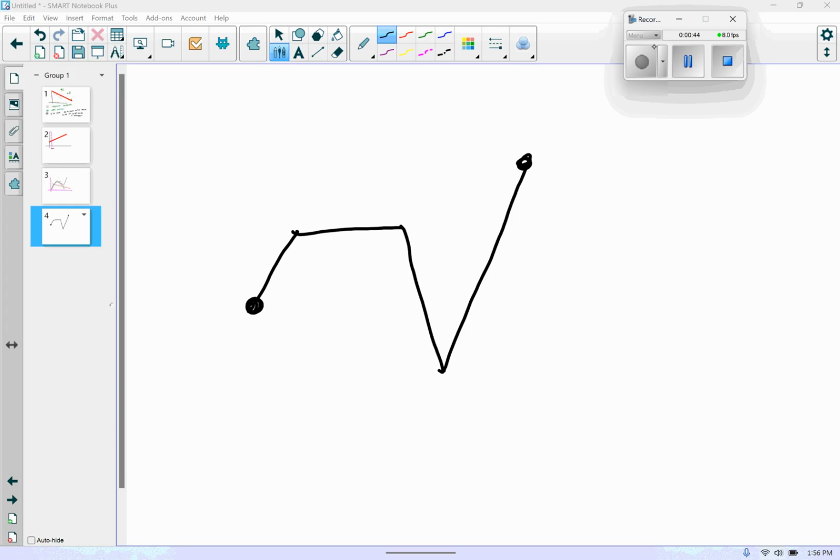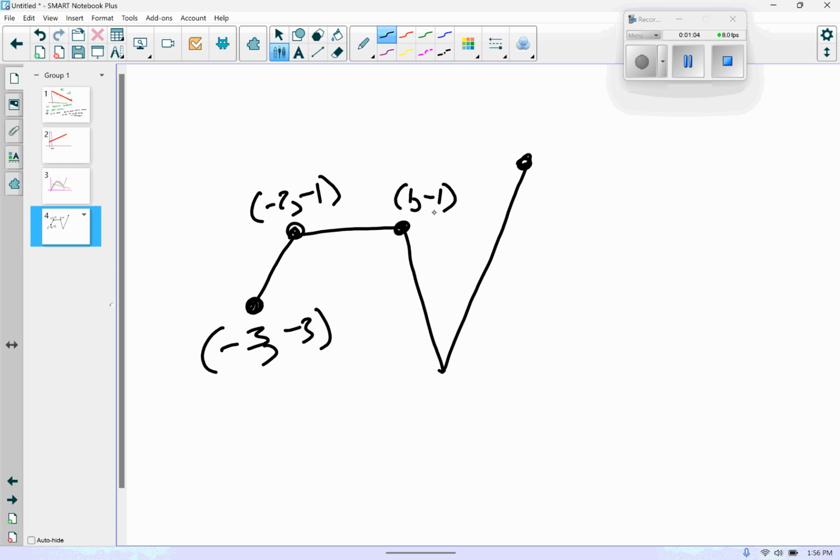Gotcha. All right, let's take a look at this problem. So 1, 2, 3, -3, -3. That point there is -2, -1. That point there is 1, -1. 2, 1, 2, 2, -4. And 1, 2, 3, 4.